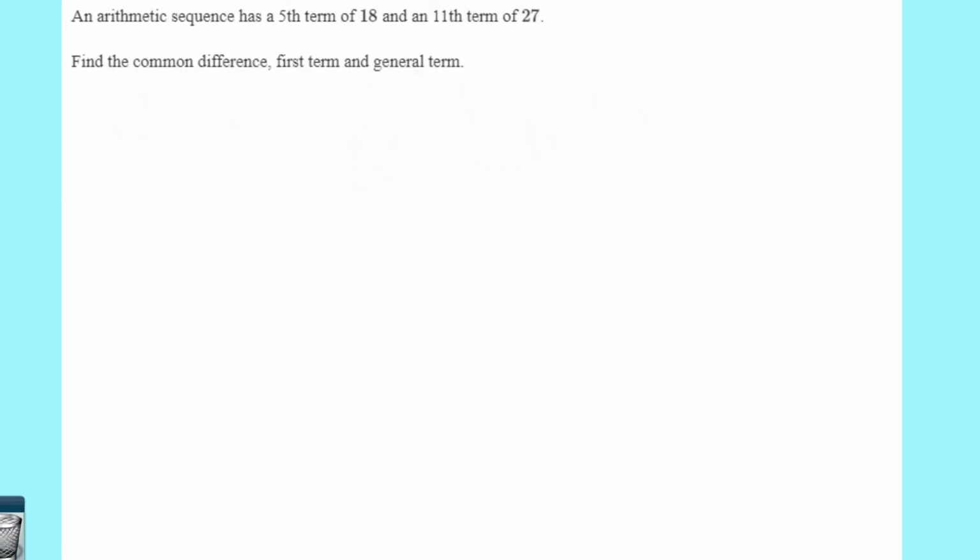Next one. An arithmetic sequence has a 5th term of 18 and an 11th term of 27. Find the common difference, first term and general term. Okay? Well, let's label it. I've got the 5th term is 18, and then I have more terms in between, and then I have, well, here, I'm going to let you guys visualize it. 6, 7, 8, 9, 10, 11 is 27. So the 11th term is 27.